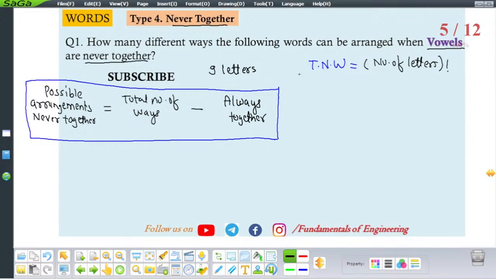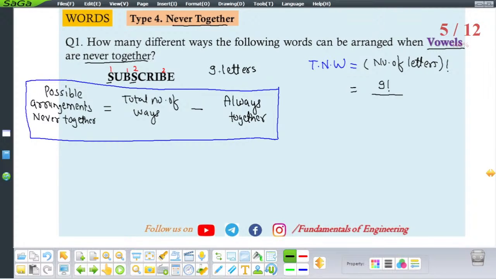You can see here S is repeated twice, 1, 2, and also B is repeated twice, 1 and 2. So S is repeated and B is repeated. Whenever you are calculating the total number of ways, you have to find out whether there are any repeated letters. So we have repeated letters here. Total number of ways is the number of letters, that is 9 factorial, upon the repeated letters.